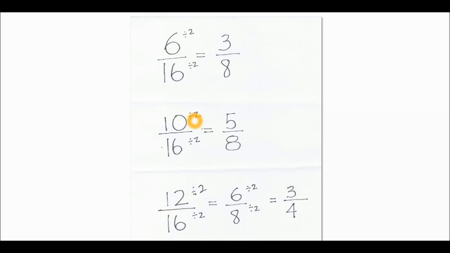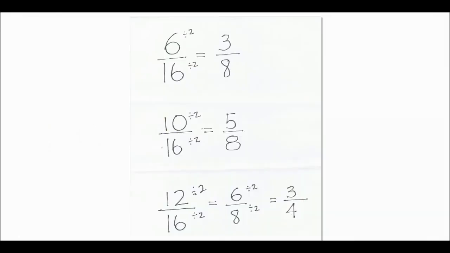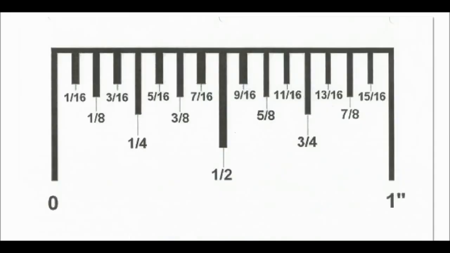And just a quick look at another, if you had 10 over 16. So if you're counting the 10, 1, 2, 3, 4, 5, 6, 7, 8, 9, 10. This is the 10th line. 10 over 16. You want to reduce it. 10 is divisible by 2. 10 reduced by 2 is 5. 16 reduced by 2 is 8. That gives you 5/8. If we go back, 1, 2, 3, 4, 5, 6, 7, 8, 9, 10. The 10th line on the ruler is 5/8 of an inch.